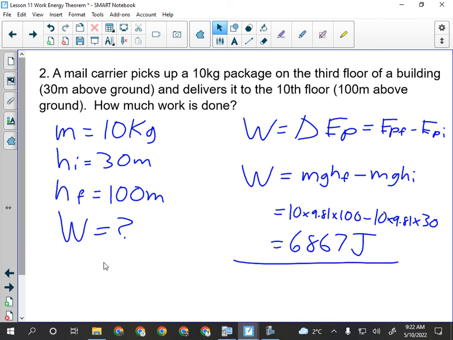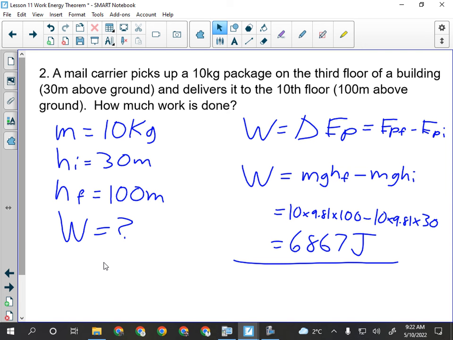Okay, how did I know the units were joules? Because it's work, yeah, and it's potential energy. It's the change in potential energy. Kilograms times meters per second squared times meters, kilogram meters squared per second squared, joules. Okay? Everybody okay with that one?